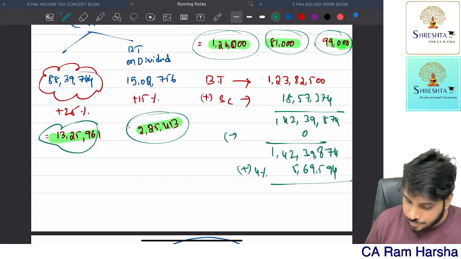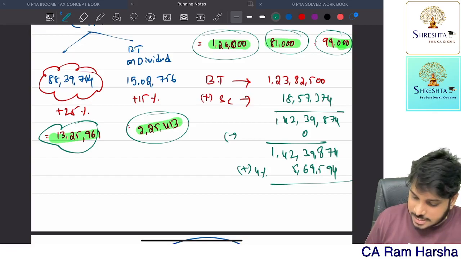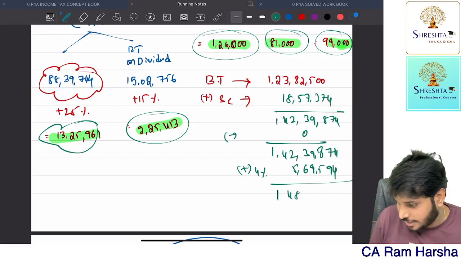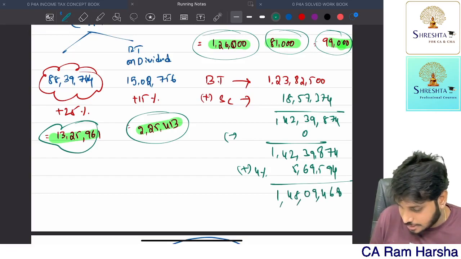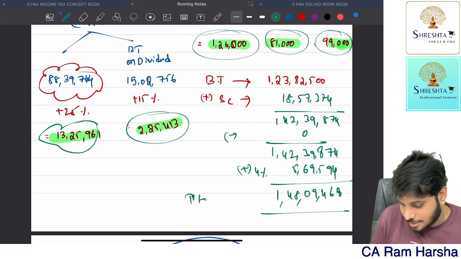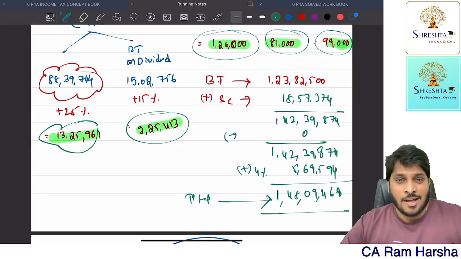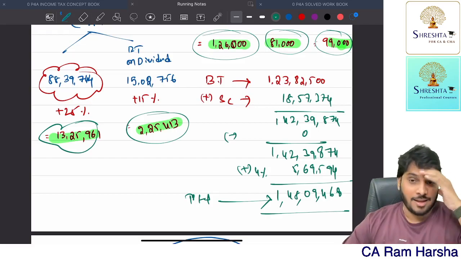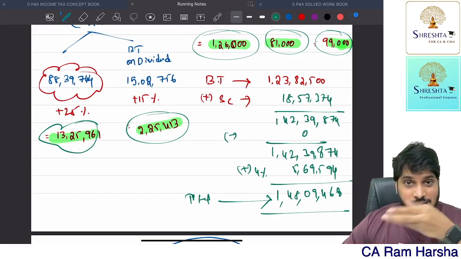Okay, so 1,42,39,874 plus 5,69,594 is equal to the total tax liability, 1 crore 48,09,468. That's it. This is the total tax. Oh my god. I hope you understood. No confusion, just rewind it.